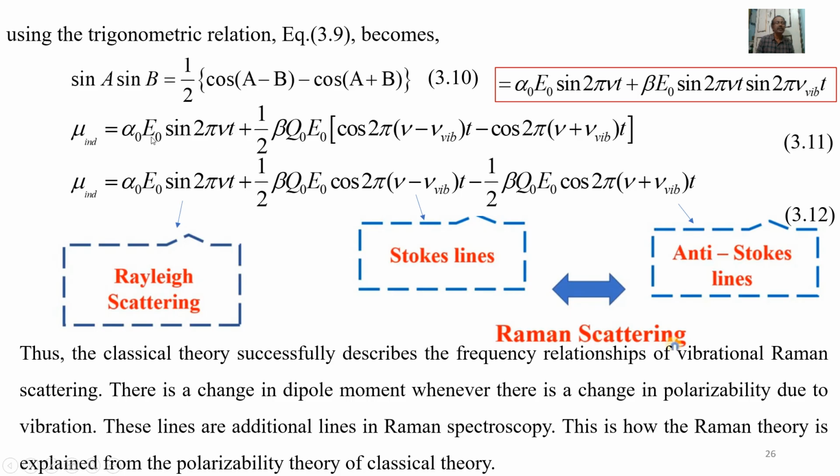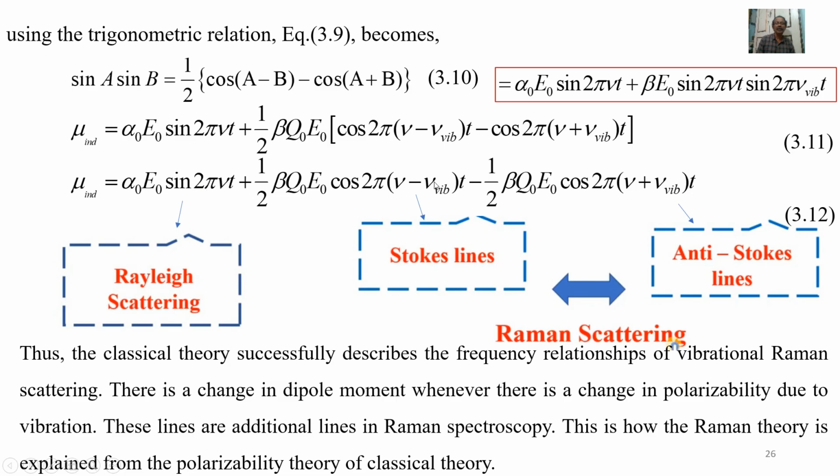So we have now this term and this term. We have now three terms, the first term, second term and third term, and I'm going to multiply by half beta q naught E naught, and this becomes exactly the first term, second term and third term. The first term refers to no change in polarizability. So the first term refers to Rayleigh scattering. So there is no new vibration.